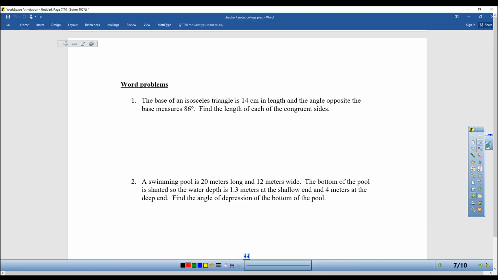All right, let's try some word problems. So the base of an isosceles triangle, so in case you've forgotten, isosceles means two sides are the same. So the base of an isosceles triangle is 14 centimeters in length. So here's isosceles, and this is the notation from geometry that you used to show that the two sides were the same. And then this is 14 centimeters. And the angle opposite the base measures 86. Find the length of each of the congruent sides. So they want to know x, which is the same on both sides.